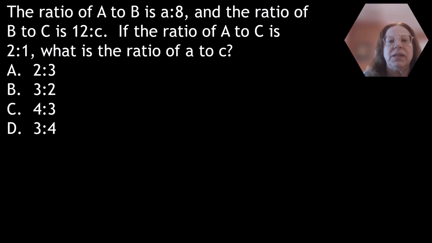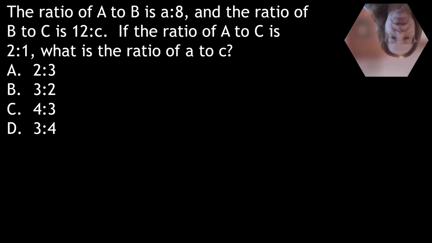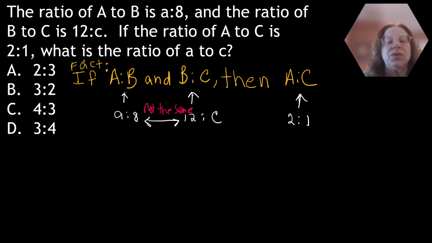So that colon in math means "is to." Okay, so that's how we read it. So the fact is, if A is to B and B is to C, then A is to C. Those are the ratios, but the B's have to be the same. So if we look at A is to 8 and 12 is to C, you can see that 8 is not the same as 12.